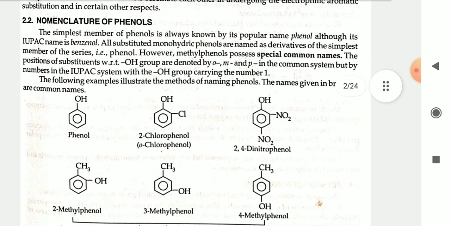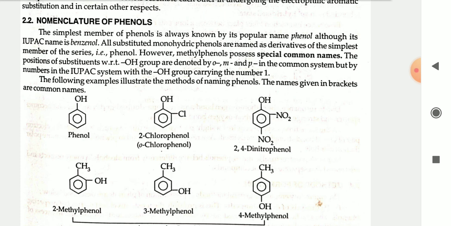Nomenclature of phenols. The simplest member of phenol is always known by its popular name phenol, although its IUPAC name is benzenol. All substituted monohydric phenols are named as derivatives of the simplest member of the series, for example phenol. However, methylphenol possesses a special common name. The positions of substituents with respect to the OH group are denoted by o, m and p in the common system, but by numbers in the IUPAC system with the OH carrying the number 1.